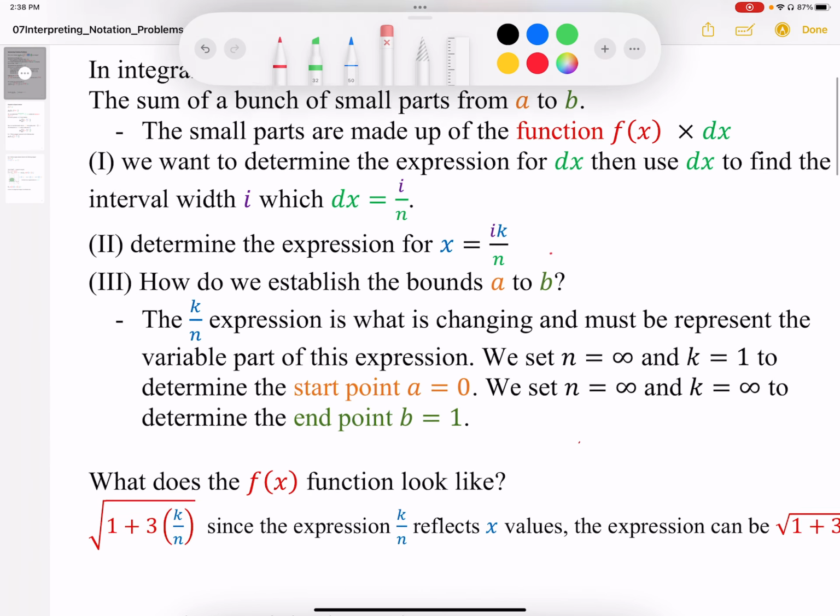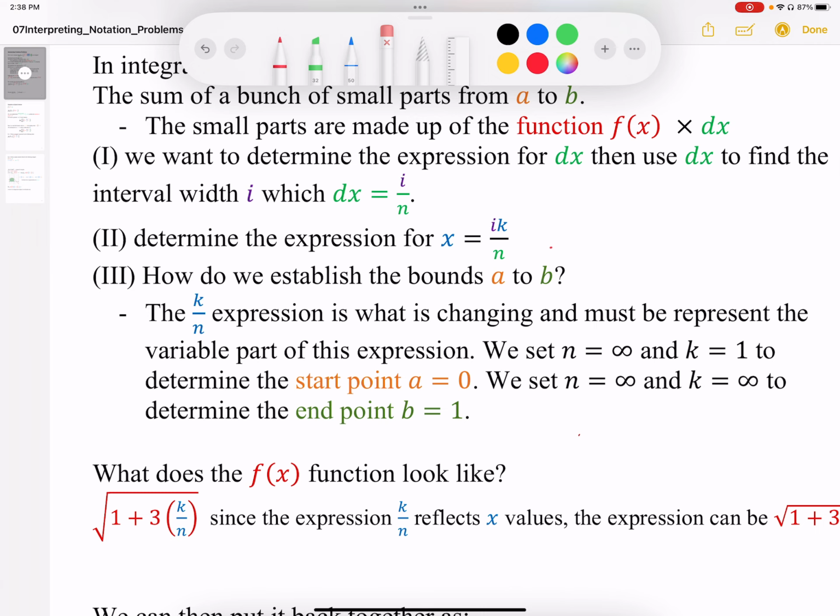So we plug in our k over n expression. When k equals 1 and n is infinity, it gives us 0. And when k is infinity and n is infinity, the k over n expression is going to be 1, which leaves us with the interval width as our x values.